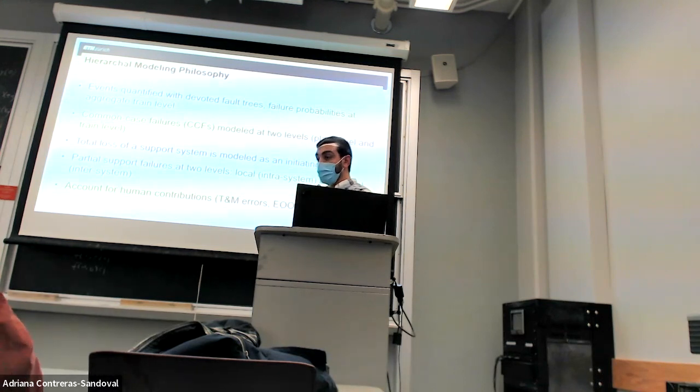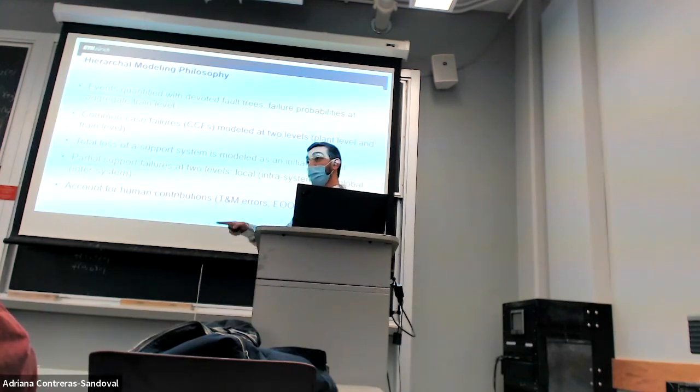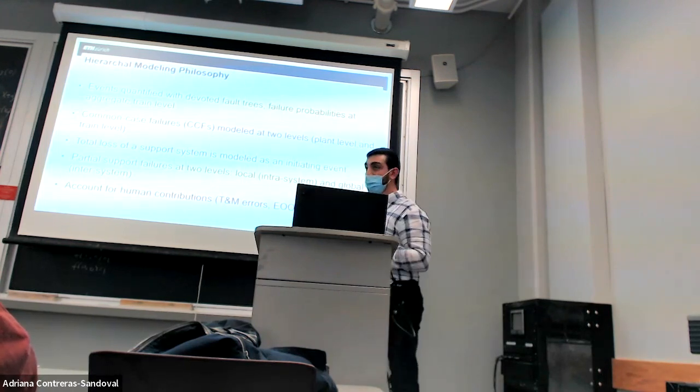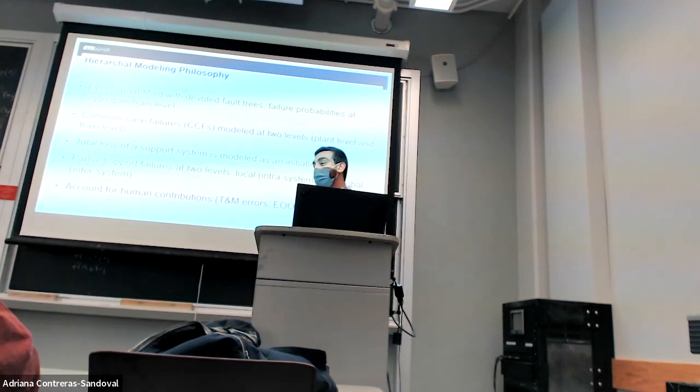But total loss of support is modeled as an initiator on its own. And partial support failures, which are also important dependent factors, are modeled again at 2 levels, local and global. Local means a failure within the same system, global means inter-system. Human contributors were also accounted for. Testing and maintenance errors, we realized, are very important in our database. We included errors of omission, where the operator was supposed to do something and didn't, and errors of commission, where the operator wasn't supposed to do something but committed the problem.